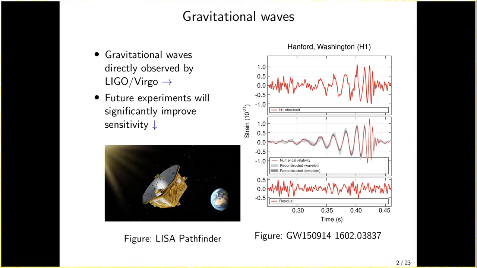So we all know that gravitational waves were first directly observed by LIGO in 2015. There are also many future experiments which plan to significantly improve the sensitivity and investigate different frequency windows. And in particular for things like the electroweak phase transition, LISA is in just the right frequency band.